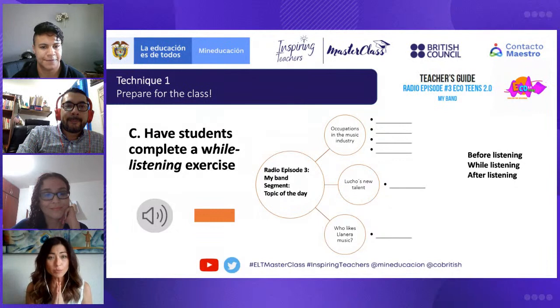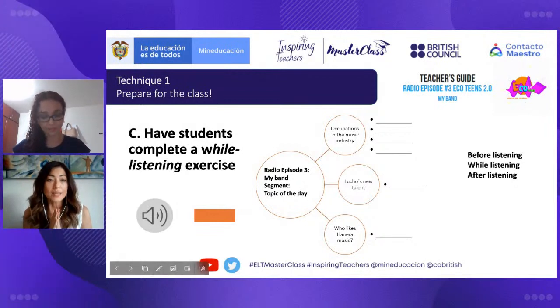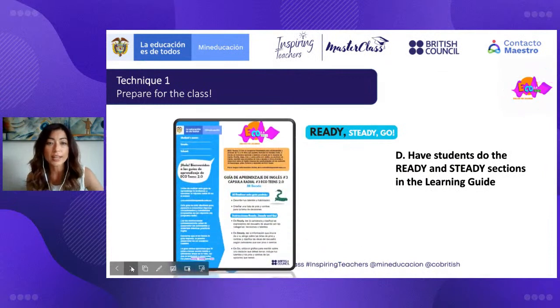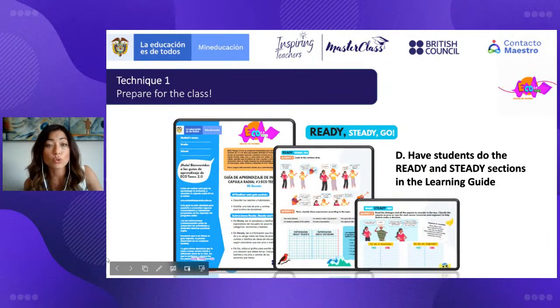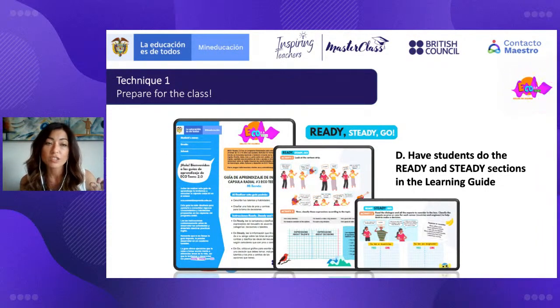Now, let's move on to another activity that students can do, and they can do this in the students' learning guide. For this, we can ask students to do the ready and steady sections. And what do I mean by this? In the students' learning guides, you can find three steps or stages. You can find the ready, the steady, and the go.